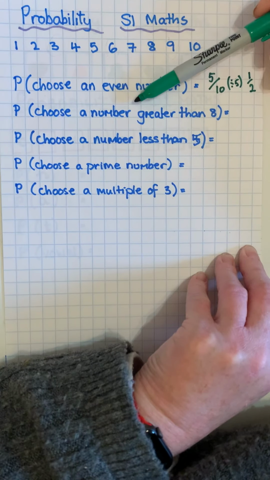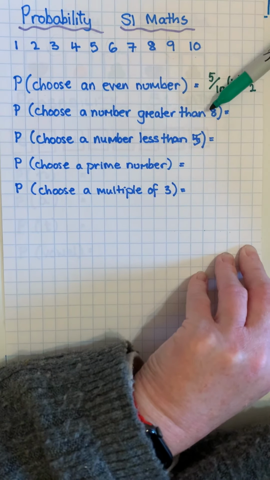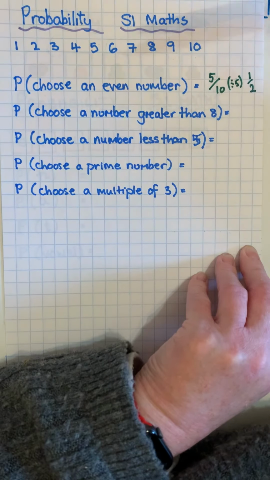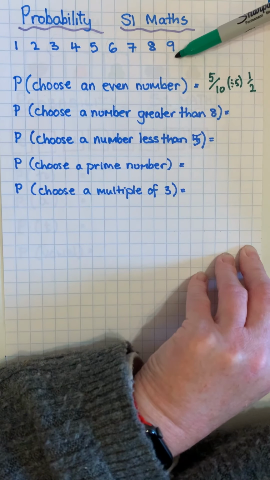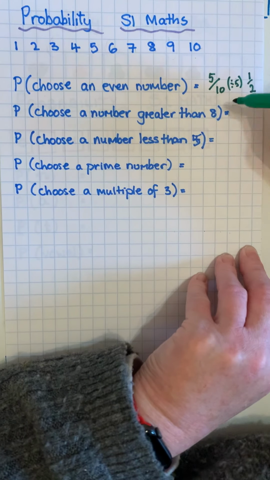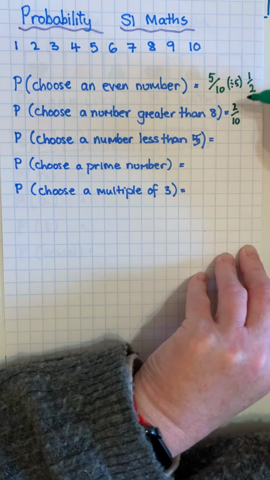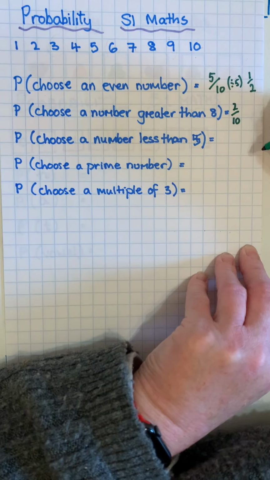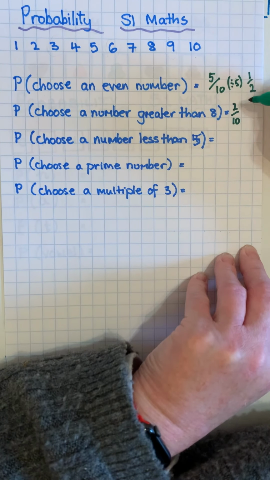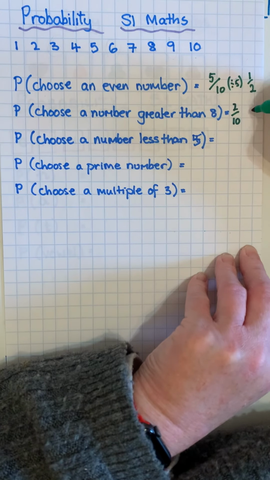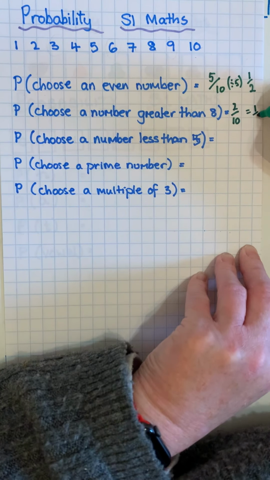What is the probability I will choose a number greater than 8? So the numbers that are greater than 8 are 9 and 10. It does not include 8. 8 is not greater than 8. So I've got 2 numbers out of 10. Again, 2 and 10 have a common factor of 2. So I divide them by 2, I get 1/5.